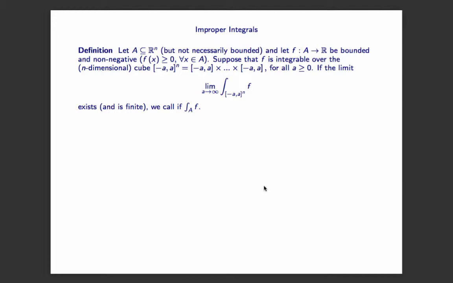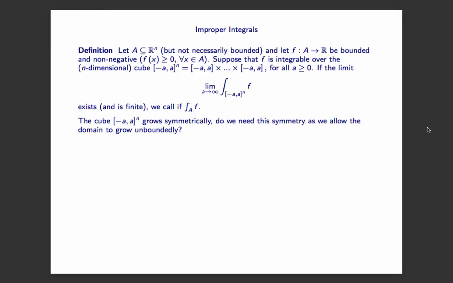In fact, if we replace n with 1, which is to say remove the n there, then we have already seen precisely this definition when discussing improper integrals on R. So this is just the n-dimensional analog.